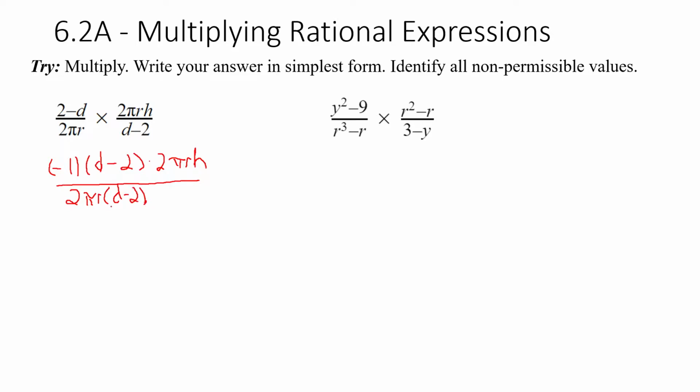Okay, let's do our non-permissible values. We've got 2 variables here. Pi isn't a variable. Pi is a value. So r and d, we need two values that wouldn't be acceptable for r and d. So r, our r values, non-permissible value list. So we want to find out what would make this term equal to 0. So 2 pi r equals 0. Solve for r by dividing both sides by 2 pi.